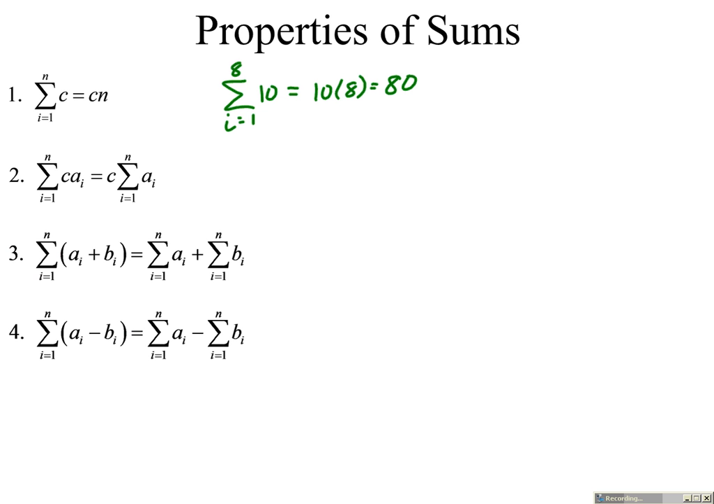Third and fourth ones are very similar, the sum property and the difference property. Sum from i equals 1 up to n of a of i plus b of i is the same thing as adding together all of the a of i's, adding together all of the b of i's, and then taking those two sums at the end and adding them together. And I can do the same thing with the difference. Add up all the a of i's, add up all the b of i's, and then at the end, subtract the two.